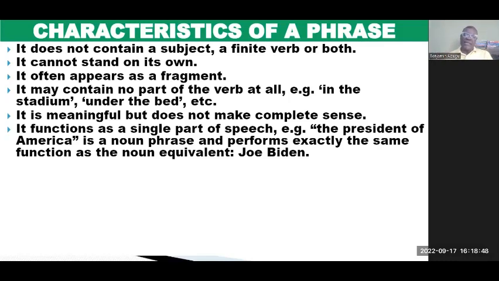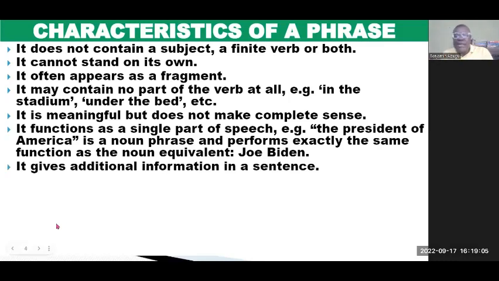See, you can see the difference between a noun and a noun phrase is simply in terms of the number of words. A noun contains just one word, but a noun phrase contains two or more words.